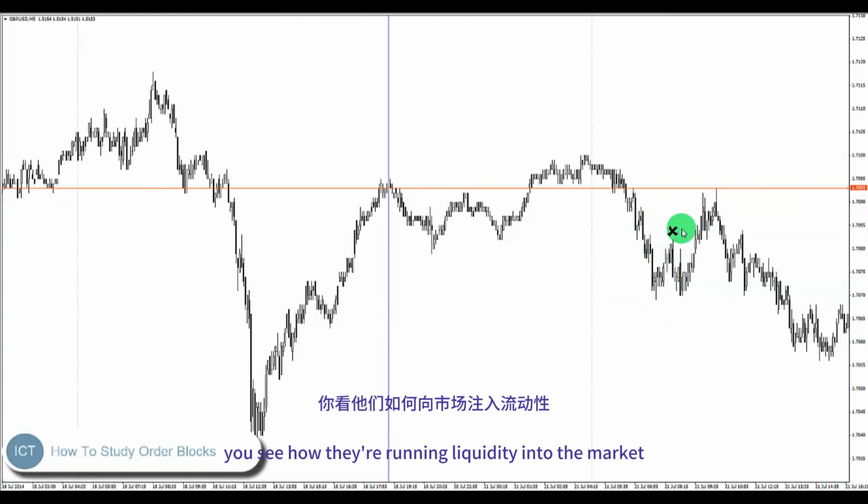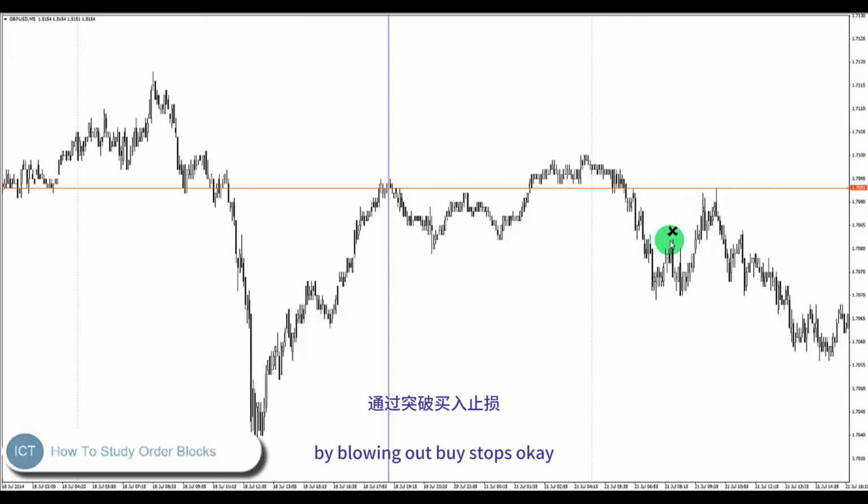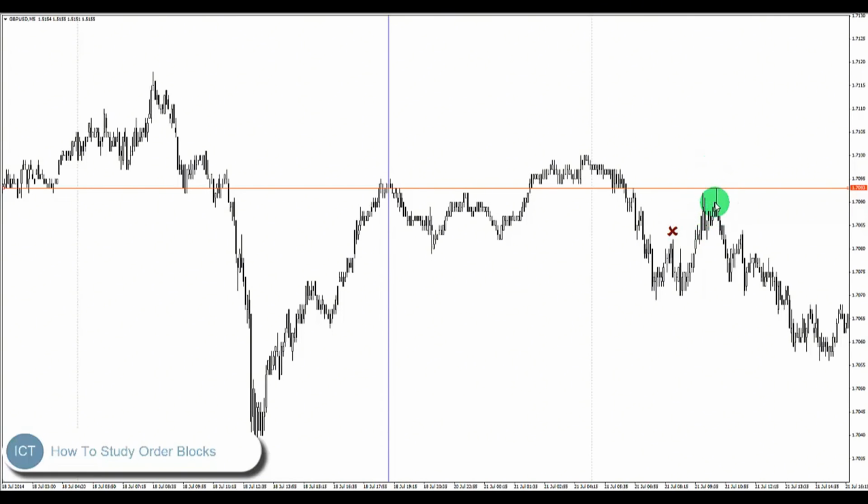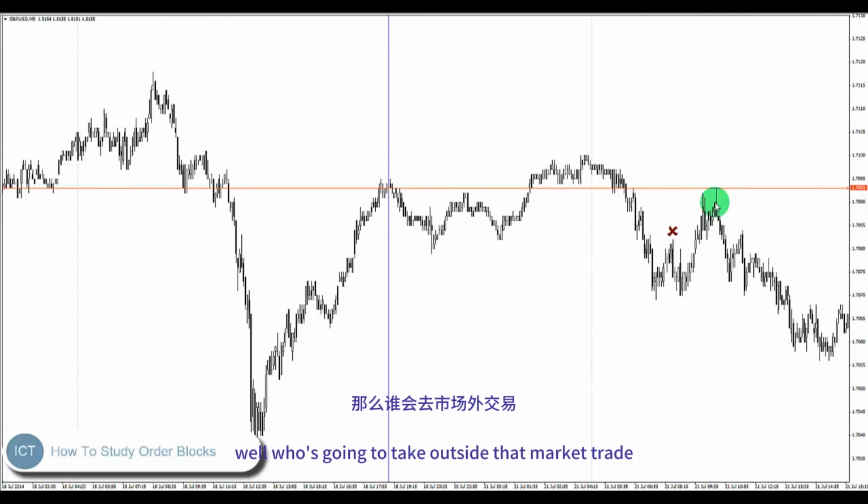But my point is this: you see how they're running liquidity into the market by blowing out buy stops, causing the market participants that had stops here to be buying at the market. Well, who's going to take the other side of that market trade? The smart money. They're selling it to them, and they're going to hold that position profitably.